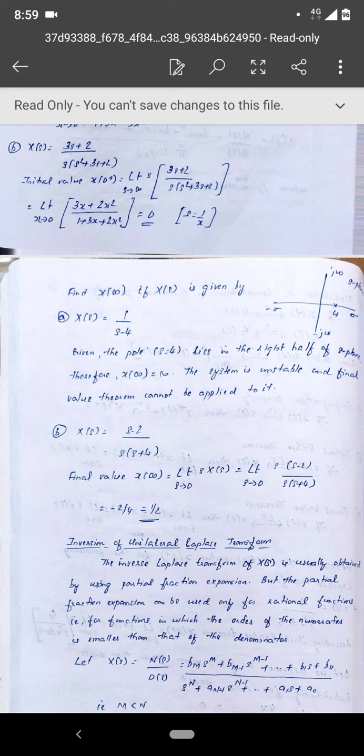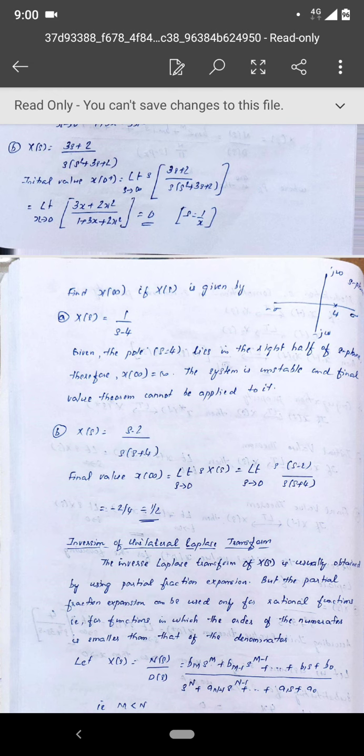Okay, so a point in the s plane will be what? It will be a converging point, or intersection of the sigma and j omega points, that is, the j omega axis. So that is why it is called the s plane.